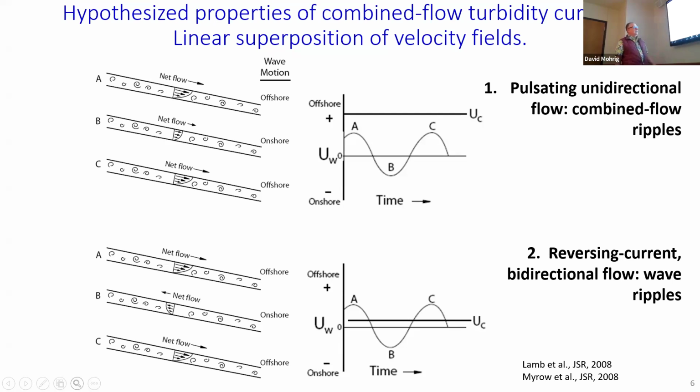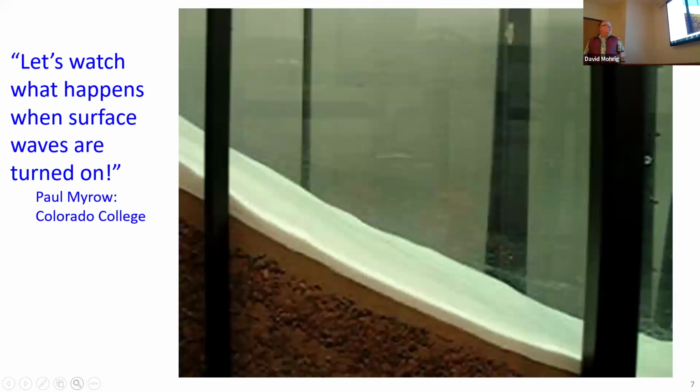Or you may actually get a straight up reversing current that goes one way and then goes back the other way. We're going to mostly focus on these pulsating currents because we want to get sediment way out into the deep ocean, and we're not going to do that with a reversing current very well. So let's watch a movie of what actually happened.